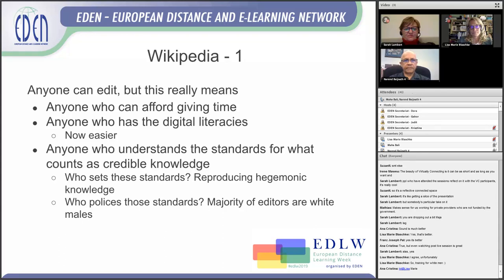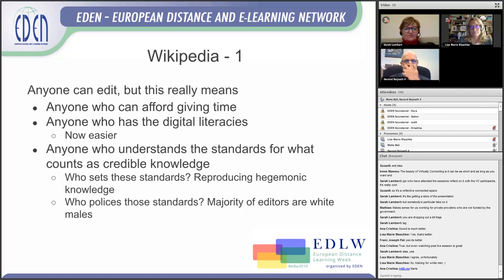Another thing, very quickly, I know I don't have a lot of time, very quickly, two things that I think can be used for social justice or not. So we often think about Wikipedia as a space that is democratic. Anybody can edit, but this really means those who can afford the time, those who have the digital literacies, even though it's actually quite easy now to edit Wikipedia.